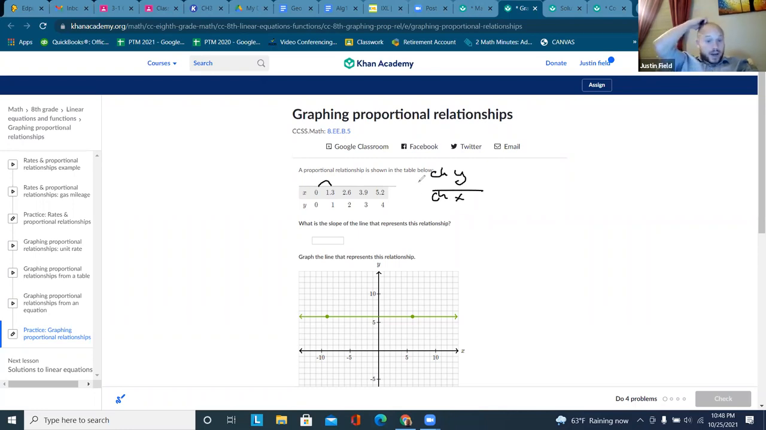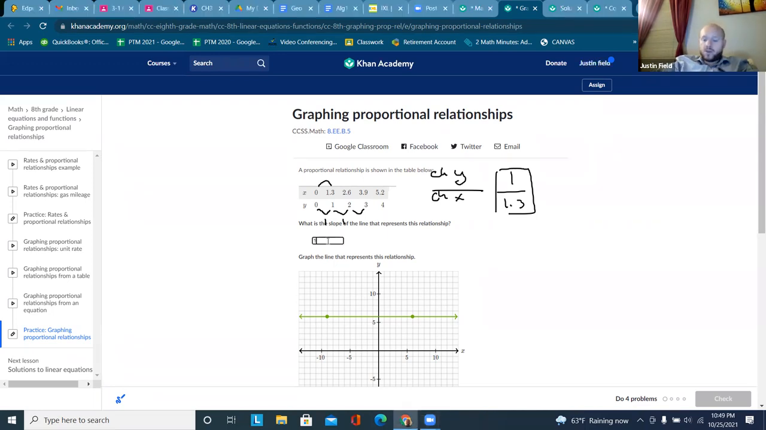So what is the y changing by in this table? If you look at the y's, it goes from 0 to 1. That's plus 1. We're adding 1 each time. So the change in y is 1. And the change in x, we're adding 1.3 each time. So the slope is literally 1 over 1.3. That's really not so bad now, is it? 1 over 1.3. Graph the line that represents it.